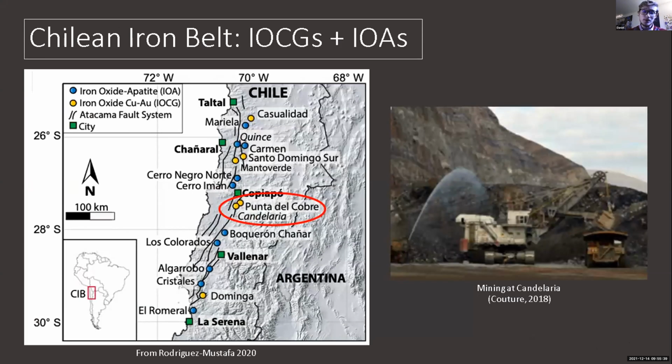Association between IOCG and IOA style mineralization is particularly prevalent in the Chilean iron belts, where there's a stretch of IOA and IOCG deposits geographically associated with a deeply penetrating fault system. The Candelaria copper mine, which is located in this chain of deposits, is owned by Lundin Mining Corp and is one of the largest IOCG deposits in the world, containing 415 megatons in proved and probable reserves at a grade of about 0.5% copper and 0.11 grams per ton gold.